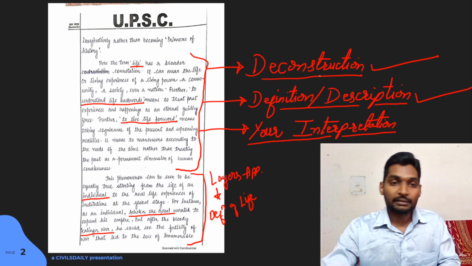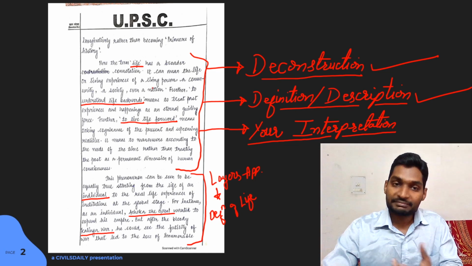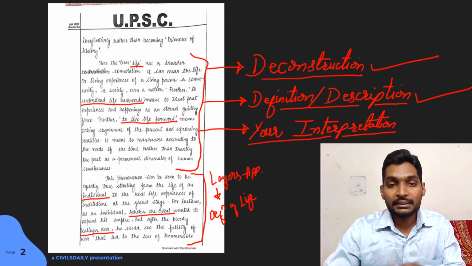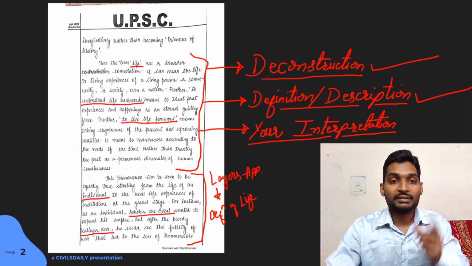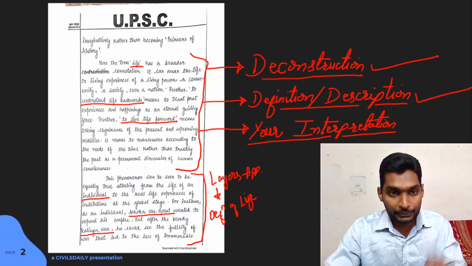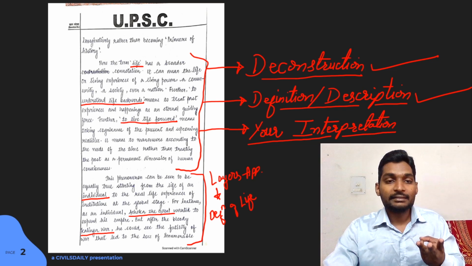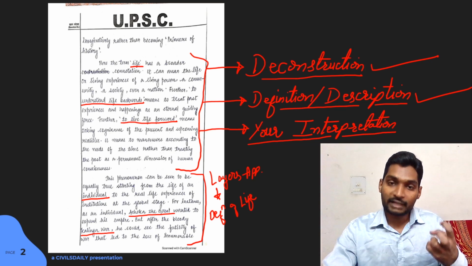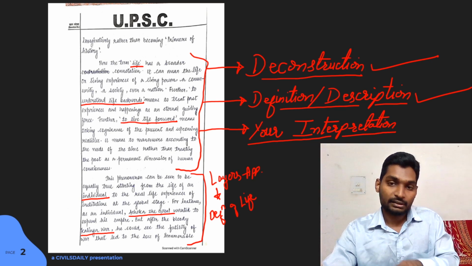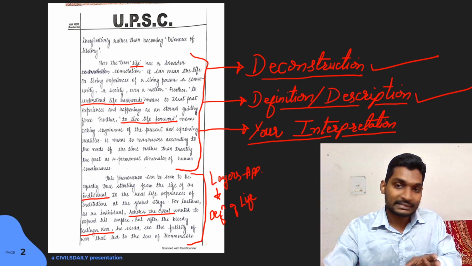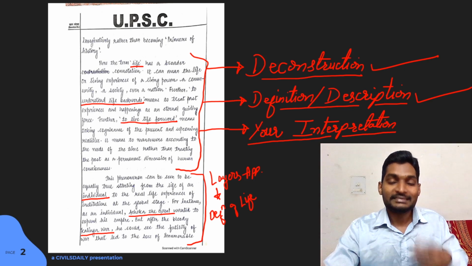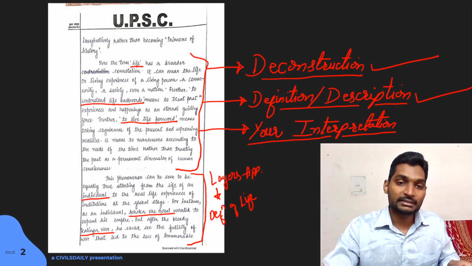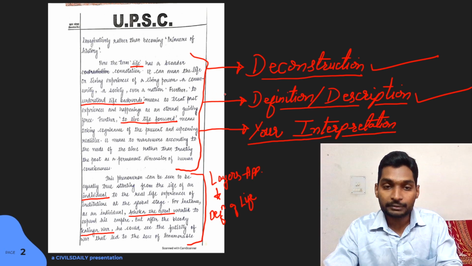Just for example, what we have written here in the definitional paragraph. Life has a broader connotation. It can mean the life, the living experiences of a living person, a community, a society, even a nation. So we are taking a broad connotation of life and not restricting it to the life of a single individual. Similarly, we expand on the meaning of understanding life backwards and living life forward.